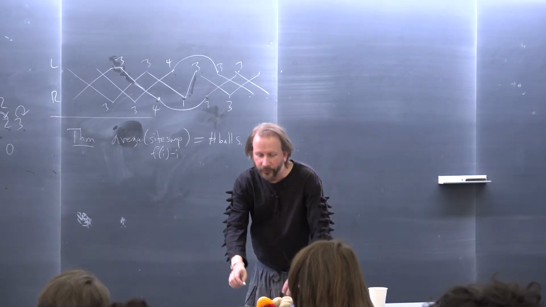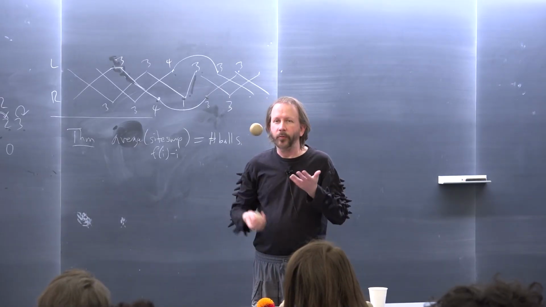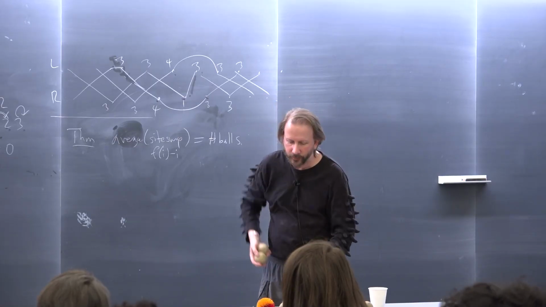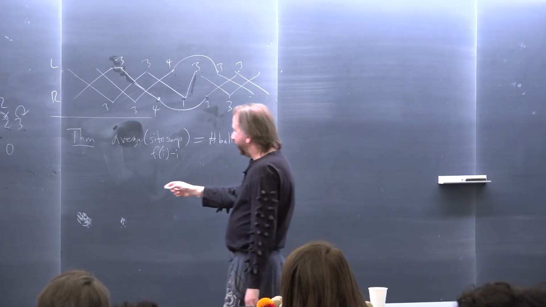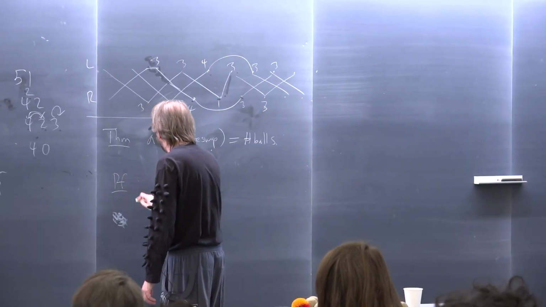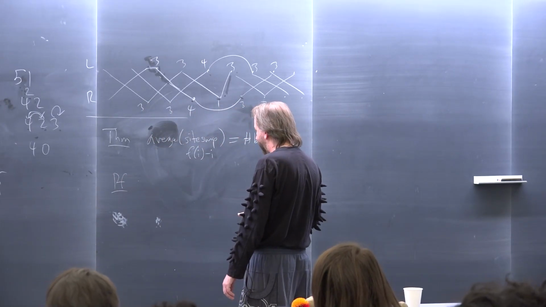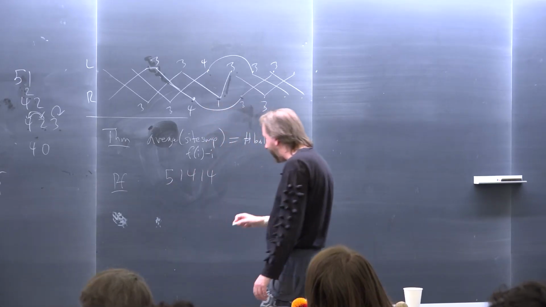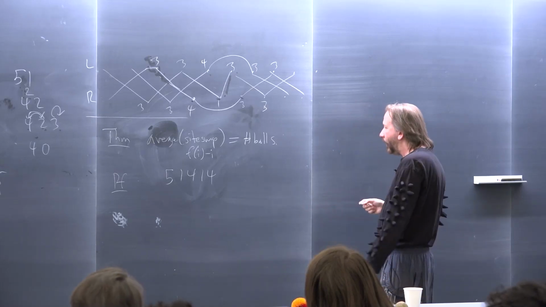So for example, in 4-0 we had 2 balls, and in 4-2 we had 3 balls. Okay, so here's those averages. And so the proof is, I'm going to prove it really with an example so you see just what goes into it. So let's start with 5, 1, 4, 1, 4. And the average is 3.